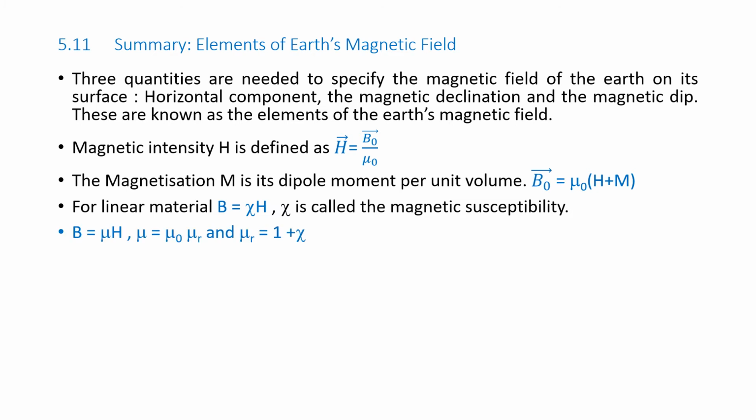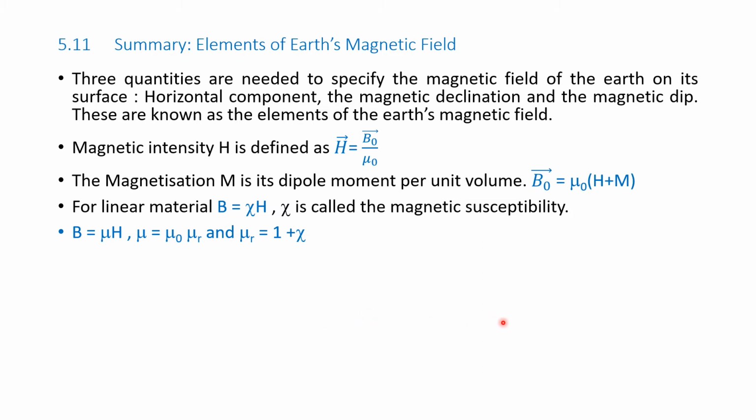Magnetic materials are broadly classified as diamagnetic, paramagnetic, and ferromagnetic materials. For diamagnetic material, Xi, that is susceptibility, is negative and small. For paramagnetic materials, Xi is positive and small. For ferromagnetic materials, Xi is very large and is characterized by a non-linear relation between B and H.